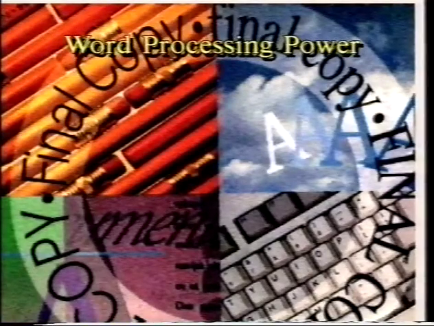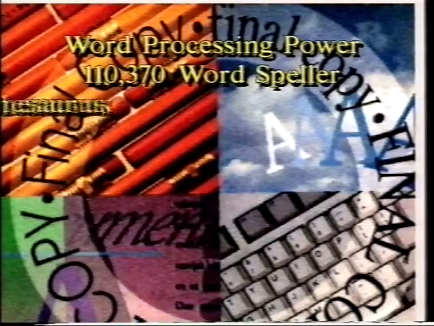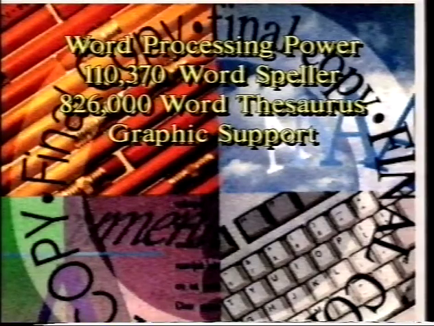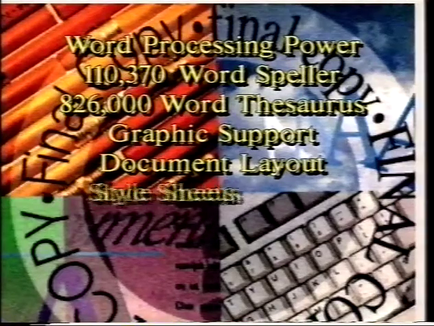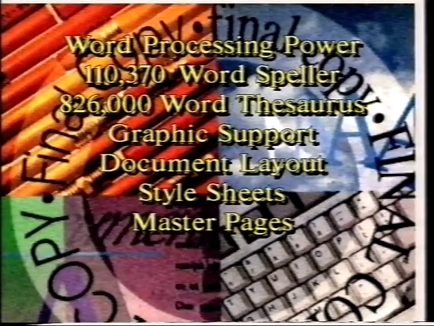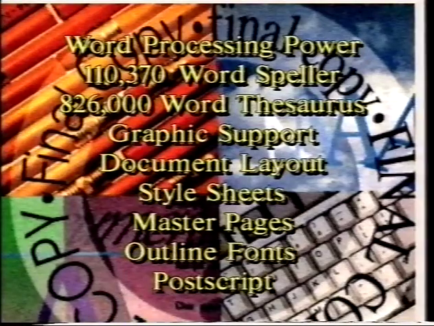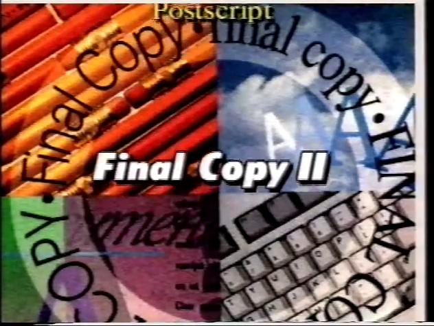Final Copy 2 is the word processor for the Amiga, with massive word processing power, spell checker, thesaurus, the ability to create and import graphics, easy document layout, with style sheets and master pages. The use of outline fonts together with a PostScript printer support gives superb output. Final Copy 2 gives truly professional results.